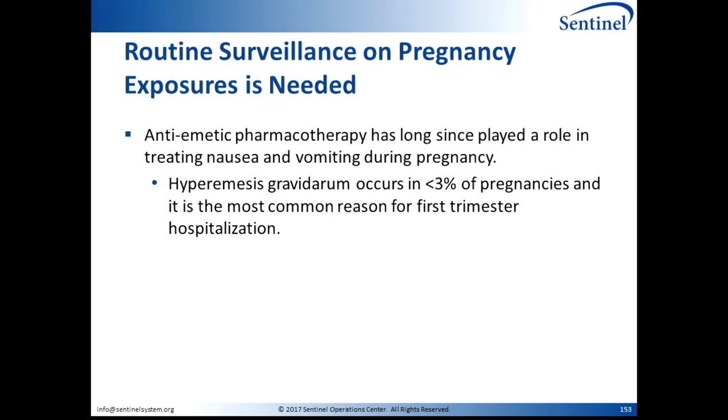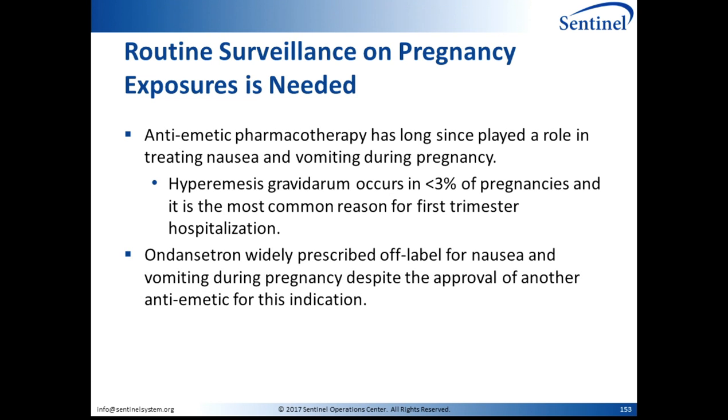So let's first talk about why we might even care about surveillance during pregnancy. Antiemetic pharmacotherapy has long played a role in treating nausea and vomiting during pregnancy. I'm not even going to try and pronounce this condition. I'm just going to say extreme nausea occurs in less than 3% of pregnancies and is the most common reason for first trimester hospitalization. Ondansetron is a widely prescribed medication that's used off-label for nausea and vomiting during pregnancy, despite the approval of another oral antiemetic medication, particularly for this indication.